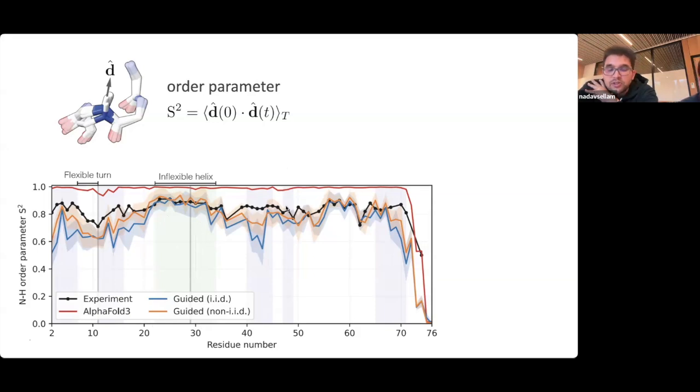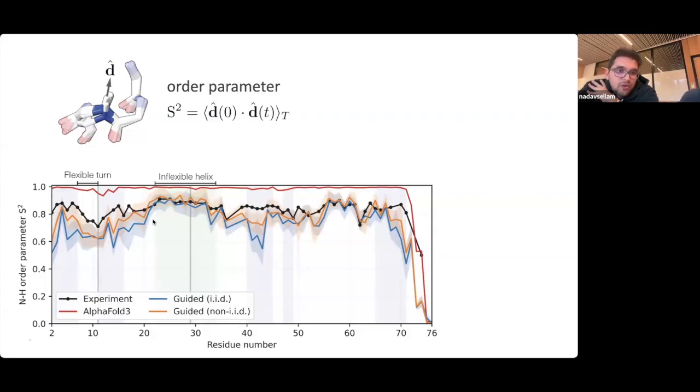The black line is the experimentally measured one. What we did is run NOE, just using the NOE constraints, and guided AlphaFold. We obtained ensembles and measured the coherence of this bond. We can computationally measure this parameter once you have an ensemble. The red line is AlphaFold. AlphaFold predicts more or less rigid structures for Ubiquitin, probably because it has seen it a million times in the PDB dataset, always appearing in a particular way.